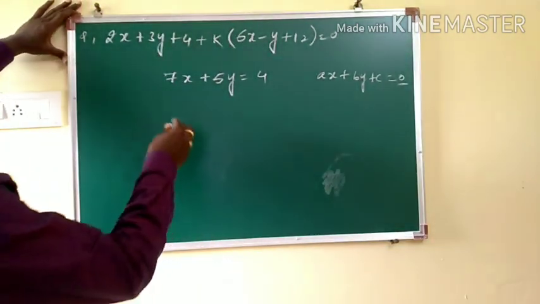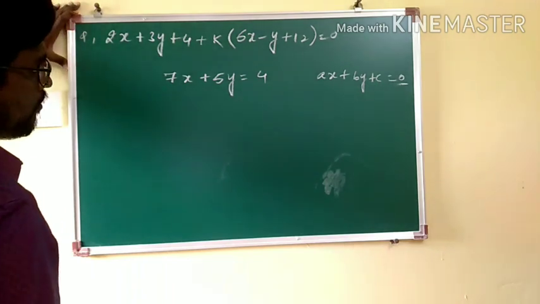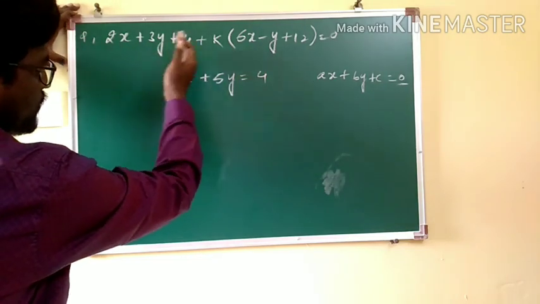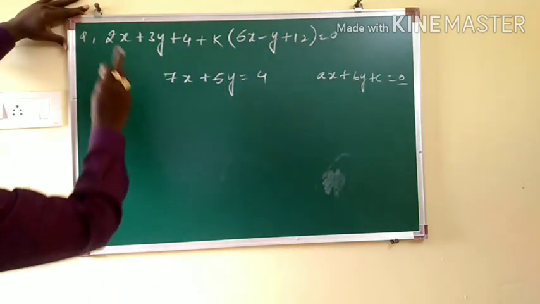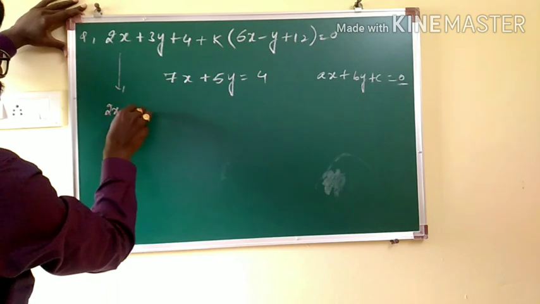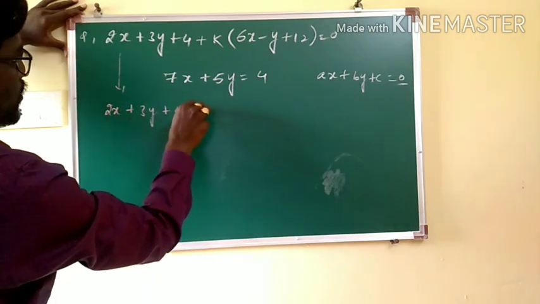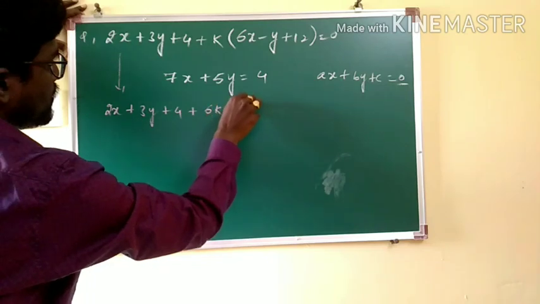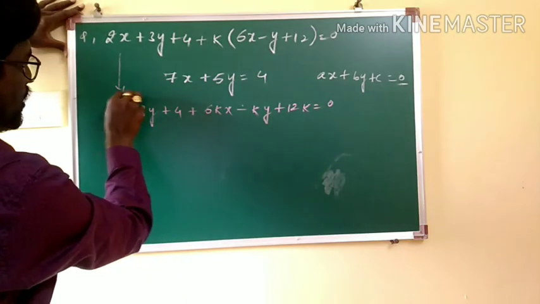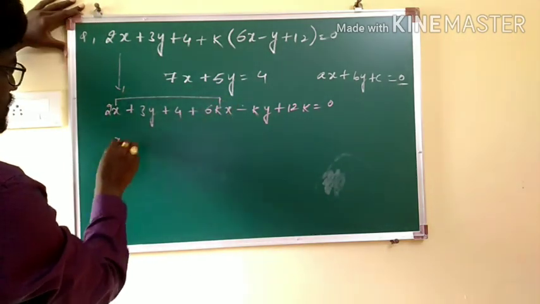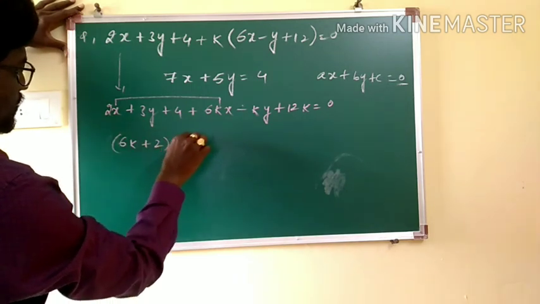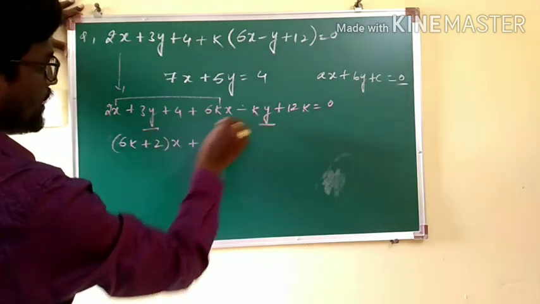Here what we shall do is take the common factor in the entire equation for x, then for y, and for constants. If I convert into such a format, what will I get? The given equation can be rewritten as 2x plus 3y plus 4 plus 6kx minus ky plus 12k is equal to 0. In these x terms, what is the common factor? x is the common factor, so it will be written as 6k plus 2 times x plus 3y minus ky.